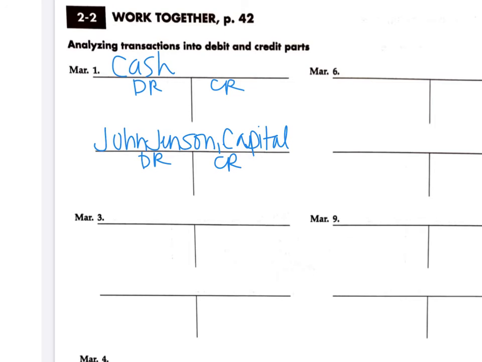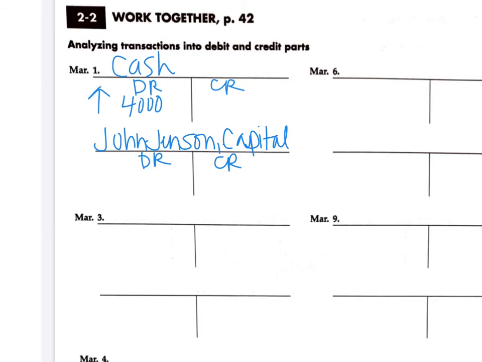Since cash is an asset, would it increase as a debit or a credit? Hope you said debit, because you'd be correct. So we need to debit cash for $4,000. And if you want, you could still draw the arrows, but you don't have to.